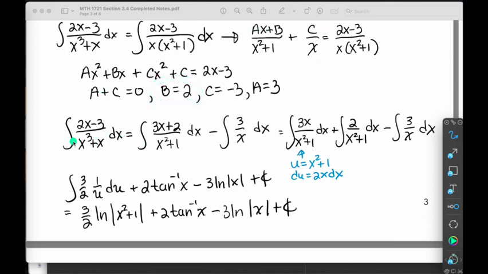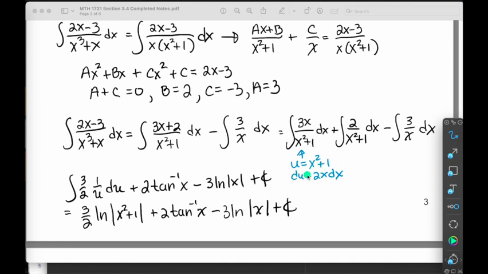So when I split up my fraction, (2x - 3) over x to the third plus x, I'm going to get (3x + 2) over (x squared + 1). Here's my ax plus b. And then here's my c over x. I get a minus 3 over x. So I'm going to break that up into my two integrals, and then I'm going to integrate these.